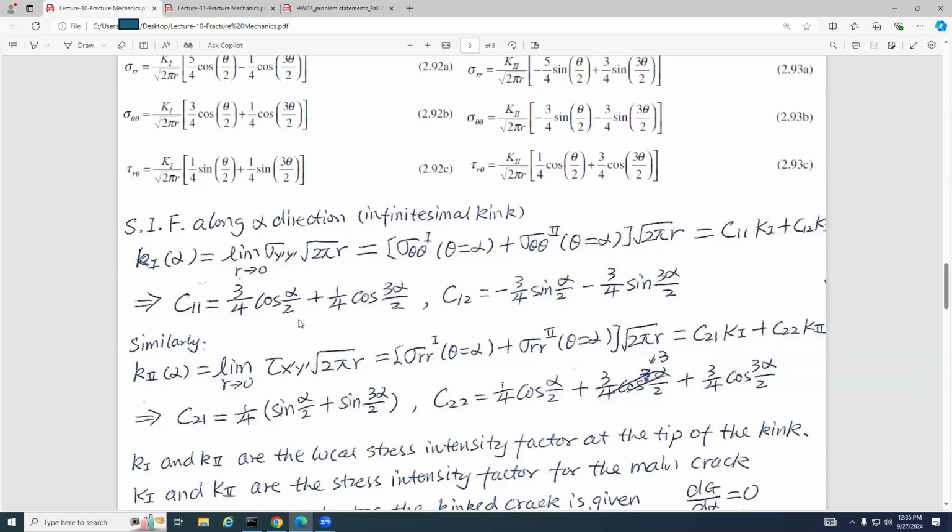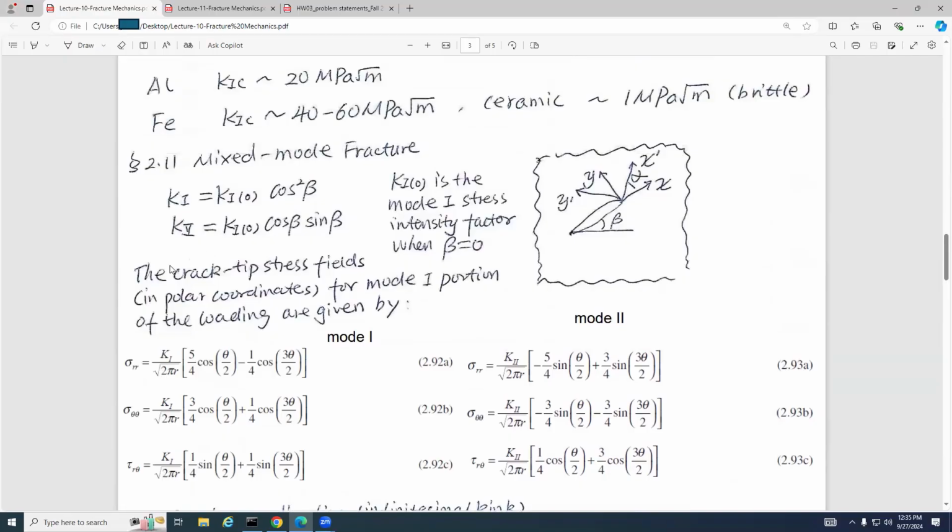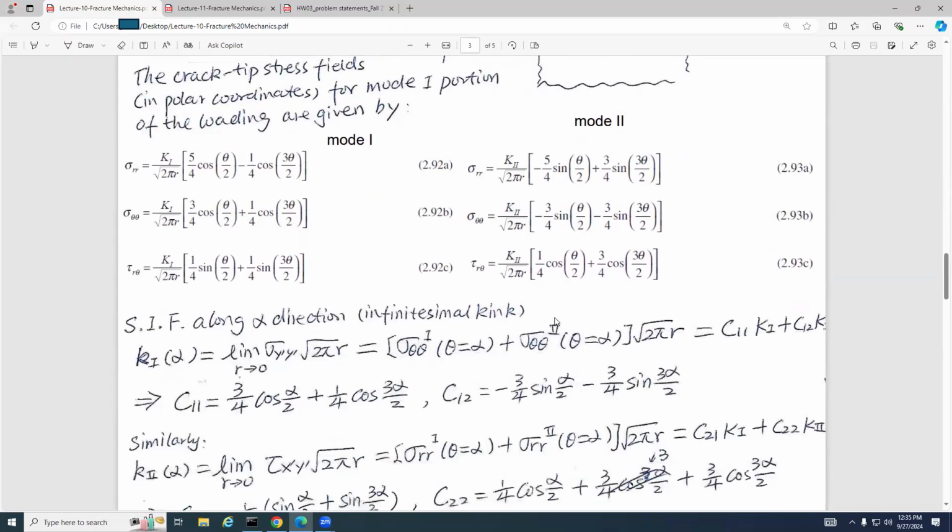What is alpha? It says along the alpha direction. Alpha is a small kink angle. Let me show you. Suppose we have a beta here. This is a capital beta, the beta angle. Suppose we have a small alpha here, a very small kink angle. Zero kink is an infinitesimal kink. It is very small, so a small crack.